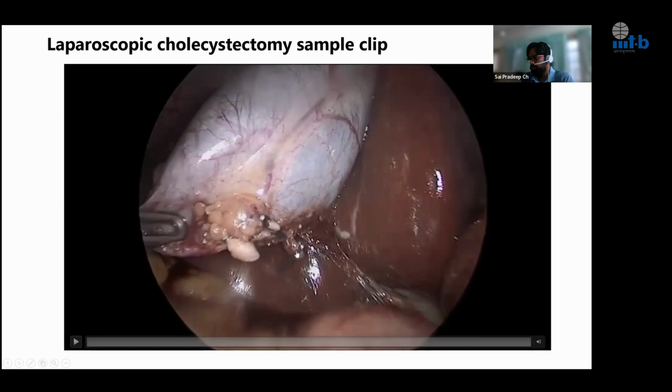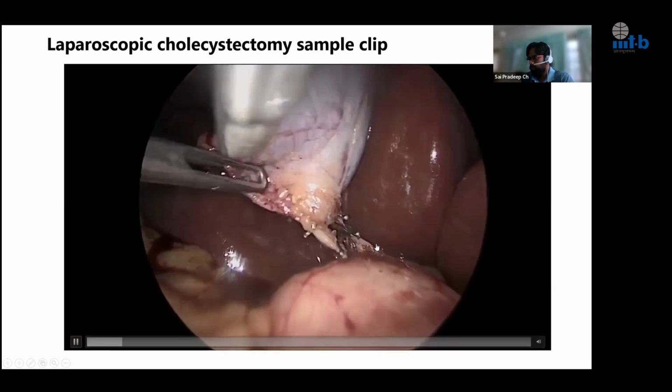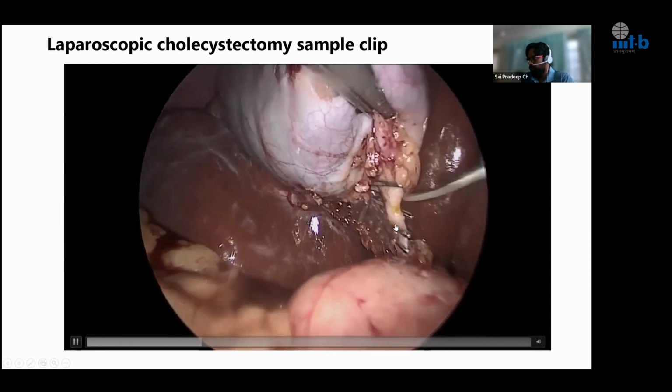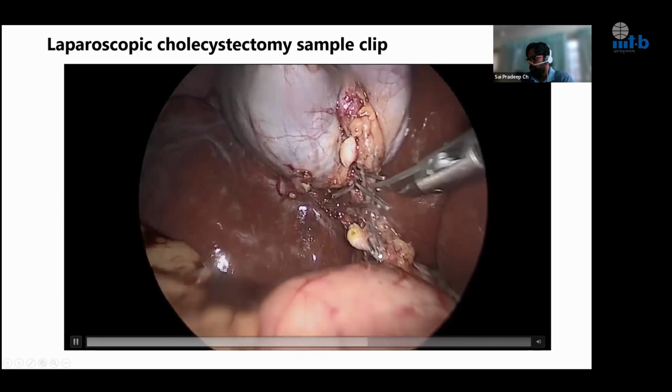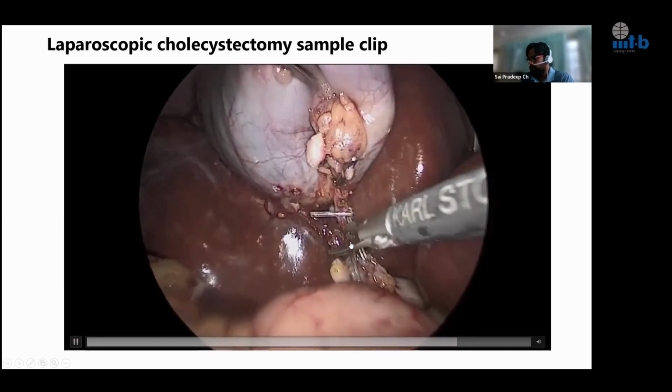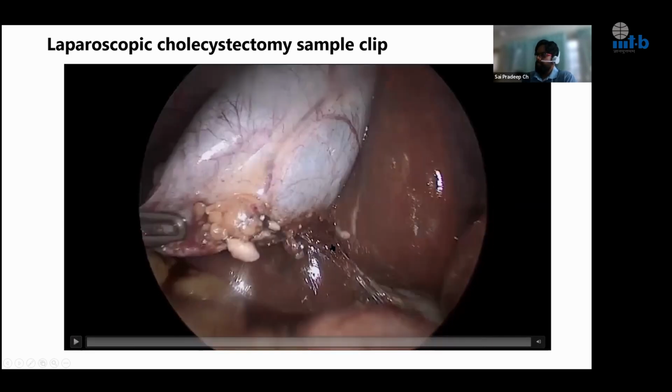You can see these are the clips. With the help of scissors, we have cut. Yeah, so clips are already placed. So this is one small snippet of the surgery. So this is how a typical surgery looks like. This is just to show how a doctor would look inside the patient. So this is an endoscopic perspective.